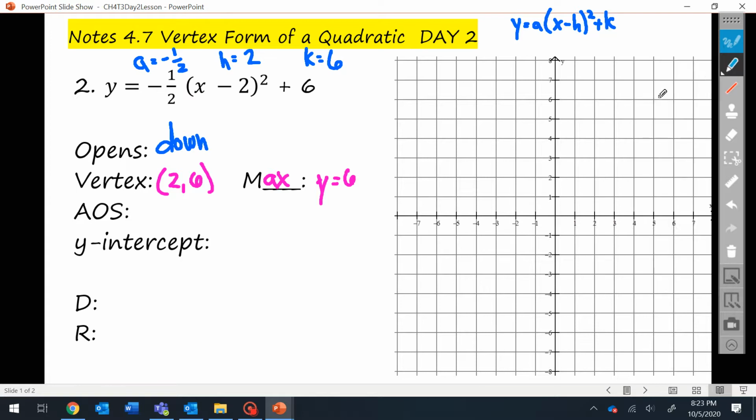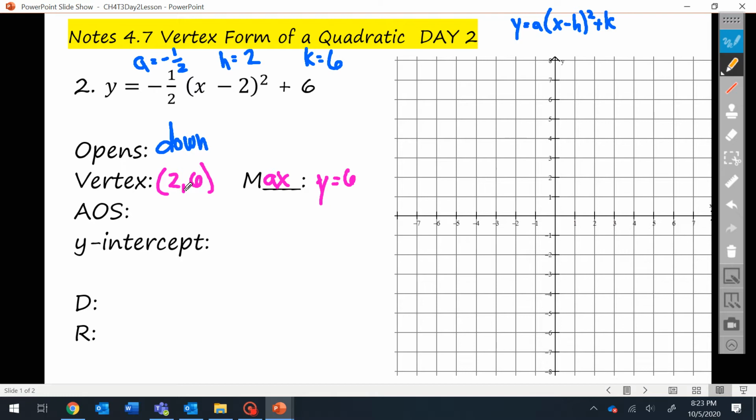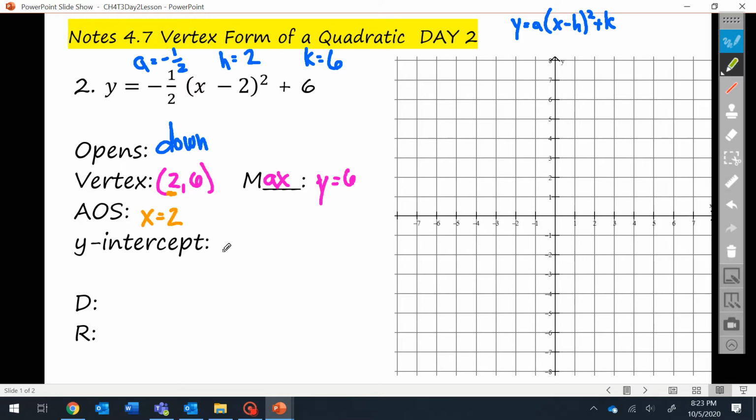Okay, so the axis of symmetry is, of course, just the x-coordinate of the vertex, so it's x equals 2. The y-intercept, this is where we have to actually do some work. So to find the y-intercept, we're going to substitute 0 into the equation for x. So we got -1/2(0 minus 2) squared plus 6.